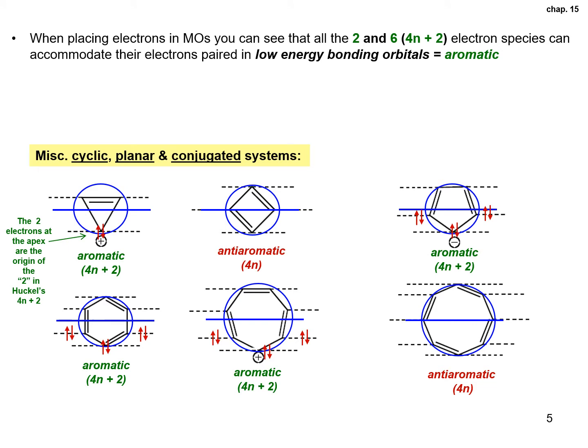If we place electrons in the molecular orbitals, you see that those which have 4n plus 2 pi electrons accommodate all of their electrons in the low energy bonding molecular orbitals, and they're aromatic. So notice that in this case here, bonding molecular orbitals are full. In this case here, the bonding molecular orbitals are full. The same for benzene, and the same for this cation. So they meet all the criteria for being aromatic: cyclic, conjugated, planar, and 4n plus 2 pi electrons.